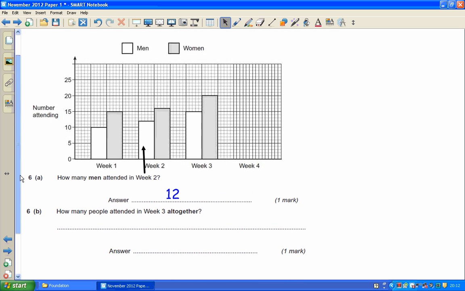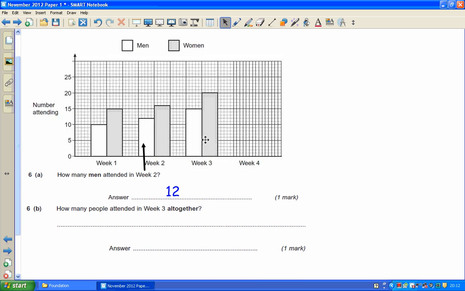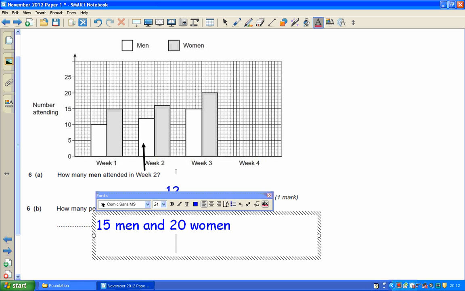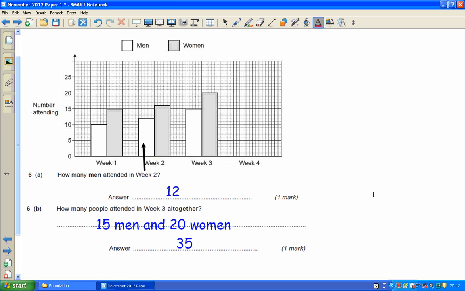How many people attended in week 3 altogether? Well, here's week 3 here. So we've got 15 men, and we have got 20 women. So altogether we're going to have ourselves 35 people. Sorted.